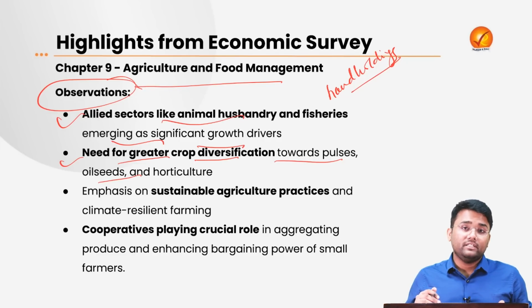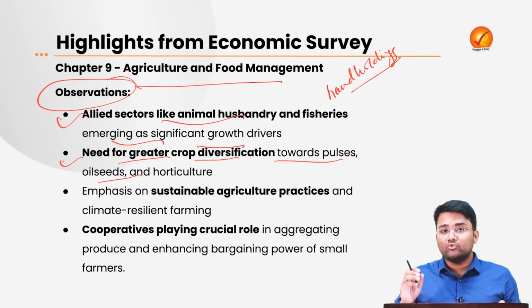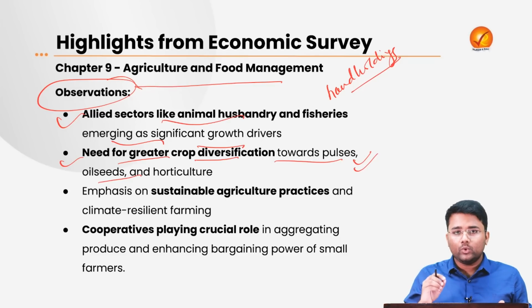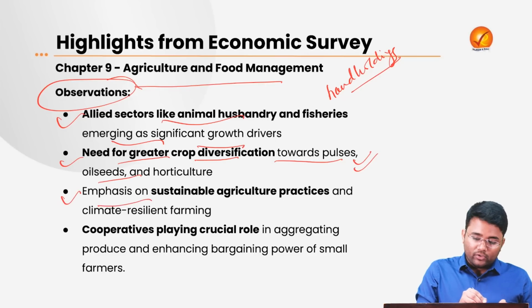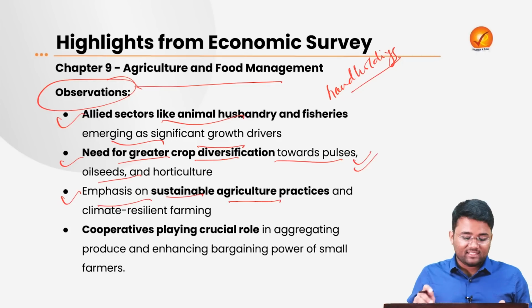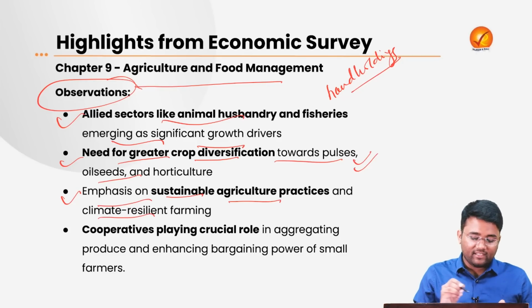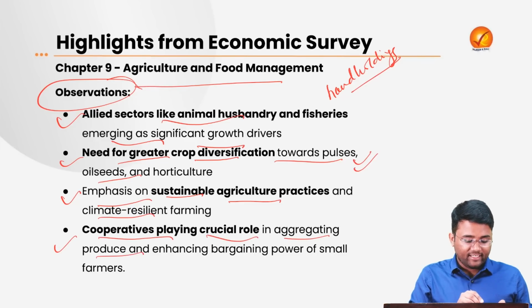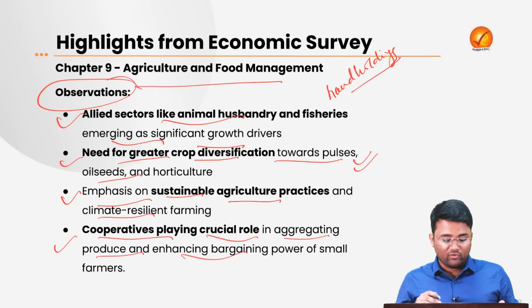As per a report by the Niti Aayog, India is losing almost 90,000 crores of food grain every year. So for this, we need to promote and diversify various crops. Also, we need to invest in infrastructure, especially cold storage facilities and processing facilities. Then there is also a need to put emphasis on sustainable agricultural practices and climate resilient farming. Cooperatives are playing a crucial role in aggregating produce and enhancing the bargaining power of small farmers.